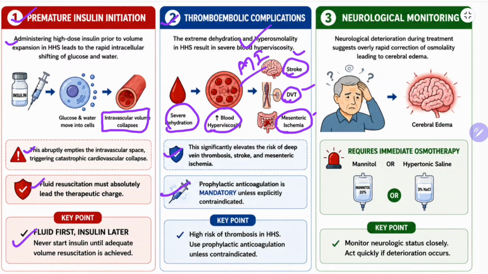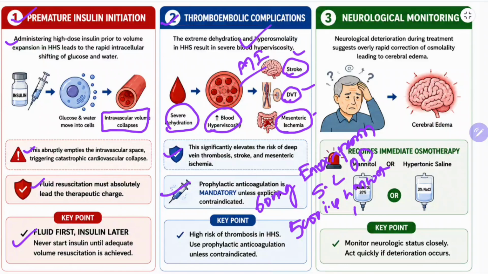That's why prophylactic anticoagulation is mandatory unless explicitly contraindicated. You can give 60 mg prophylactic, so 60 mg enoxaparin subcutaneously OD, or you can give 5,000 international units of low molecular weight heparin BD.